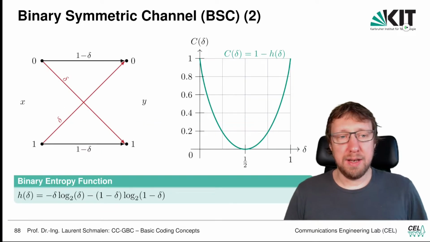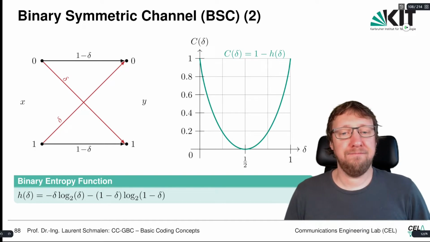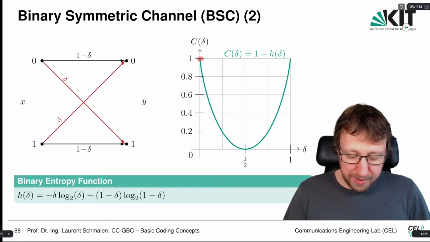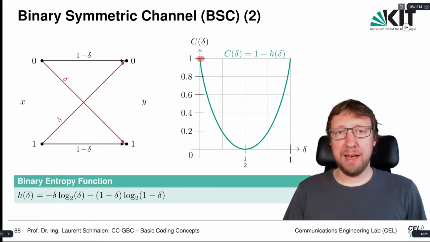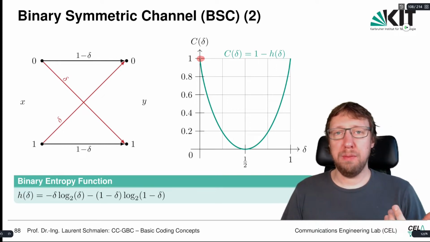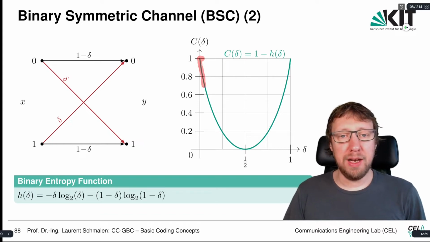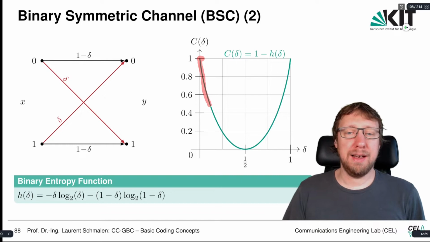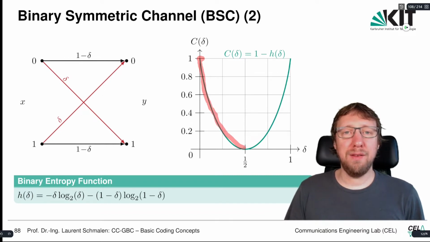So here is the binary symmetric channel together with the capacity. Capacity is 1 if delta is equal to 0. We don't make an error. We can transmit 1 bit. We don't need coding even. And then the capacity quickly decreases when delta increases, up to the point when delta is equal to 1/2.